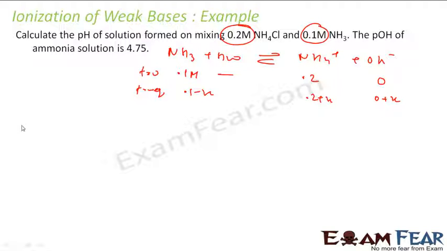Kb is not given, but pOH is given. So from the pOH of 4.75 for the whole thing, I can find the Kb. Actually, there is a mistake here. pOH is not given, because if pOH is given, things are very easy to find. I can find pH very easily: 14 minus this value.